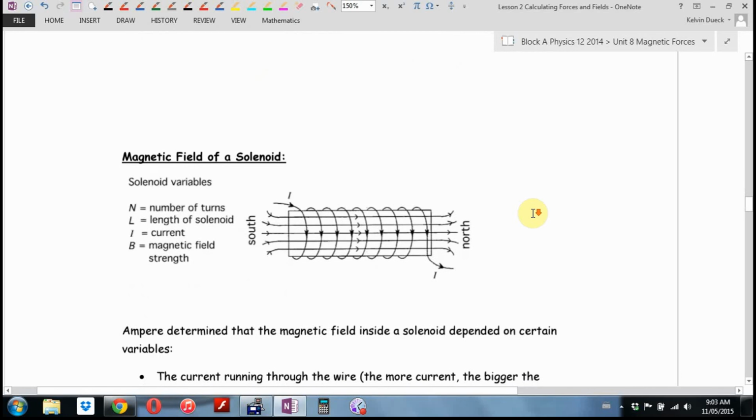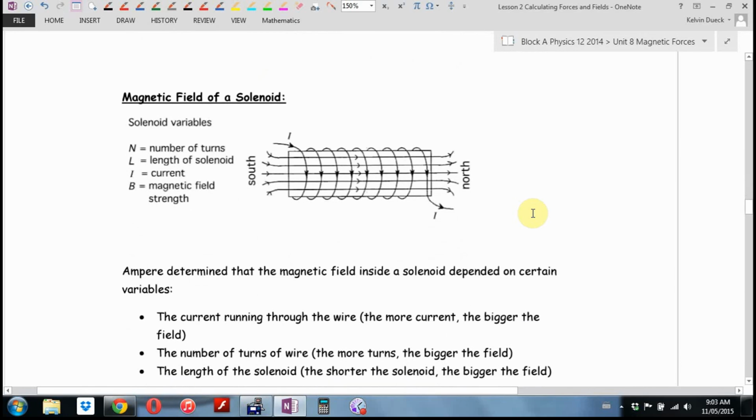Moving on. A solenoid. We have said that a solenoid is a group of wires coiled together in the same direction, often around an iron core. This one doesn't have an iron core. And it becomes an electromagnet. We figured out the direction of the magnetic field using our right-hand rule, holding the solenoid in our hand. How big a magnetic field can we create?